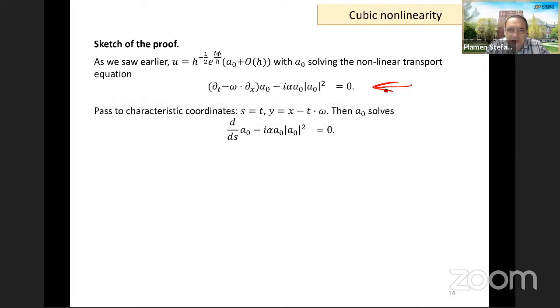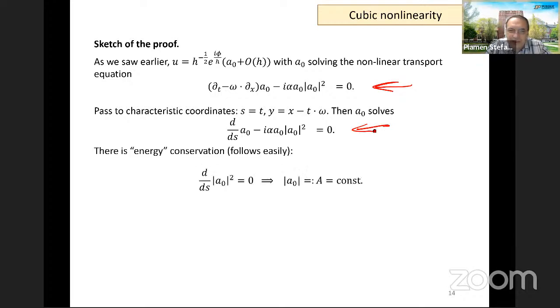But we can actually do the following trick. If you pass to characteristic coordinates, this is still not the trick, this is standard, then we get the following ODE. I mean, it still has a real and imaginary part, right? And you can easily show that there is a so-called energy conservation.